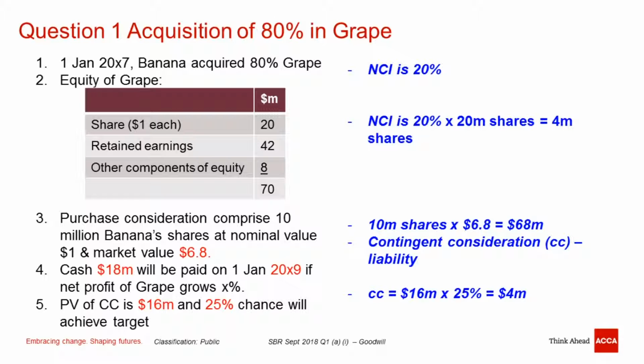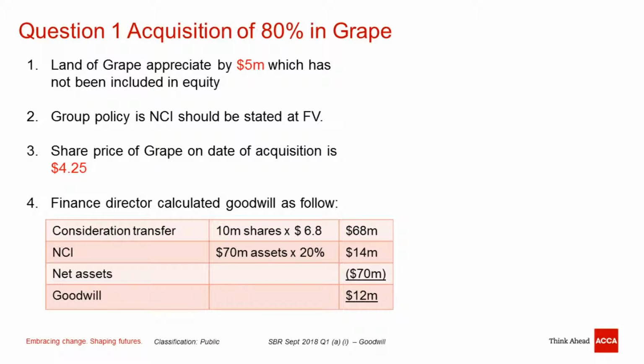The equity of the subsidiary is 70 million. Next, we see that the land of the subsidiary actually appreciates by 5 million, and this has not been included in the equity. In other words, students have to help to increase the value of the assets of the subsidiary by 5 million. And the group policy is to value NCI at fair value.